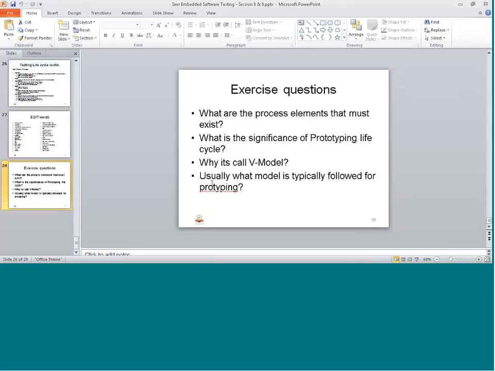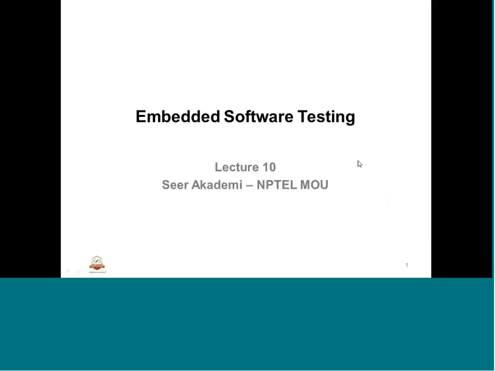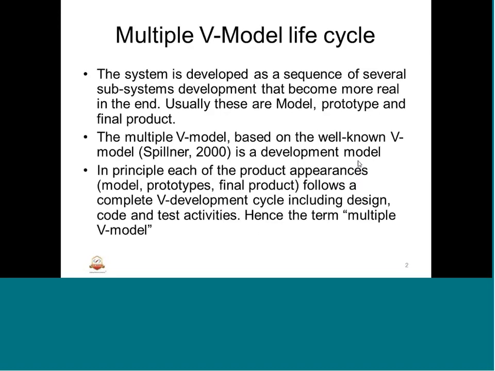Now with that background, we will go through the next session. Okay, we know how the V model life cycle is. Once we have laid out the V model life cycle, there is another variant of the V model life cycle that is called the multiple V model life cycle. Why is this required? What is the importance of this?